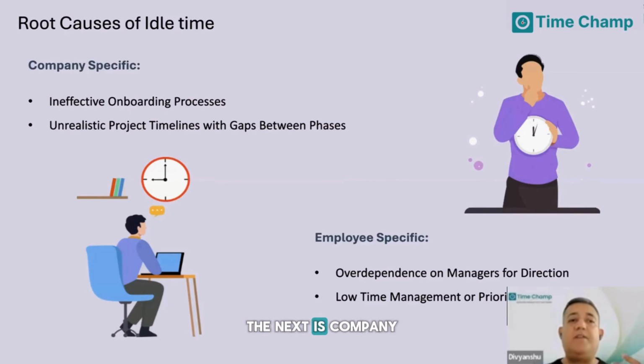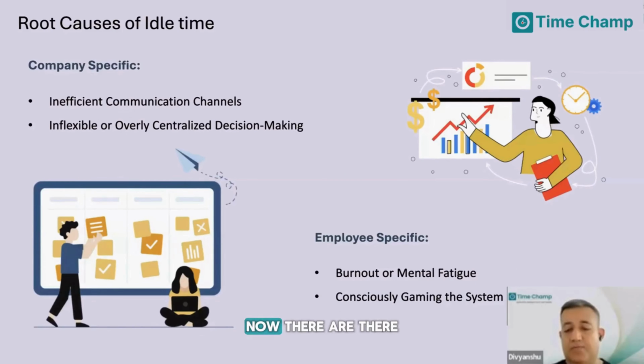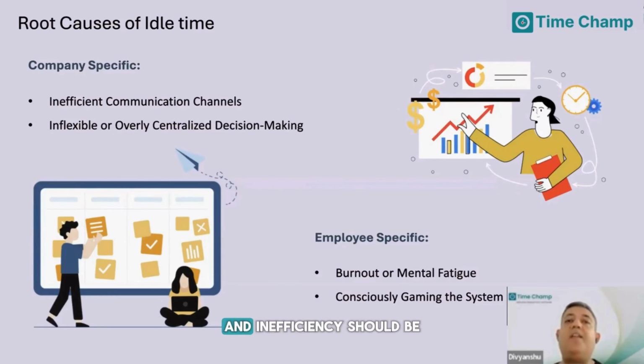The next is company specific again: inefficient communication channels. There are times when any organization will go ahead and say, okay, this is what has to be done, but sometimes organizations forget to tell how. That is where efficient communication channels should start happening and inefficiency should be thrown out.